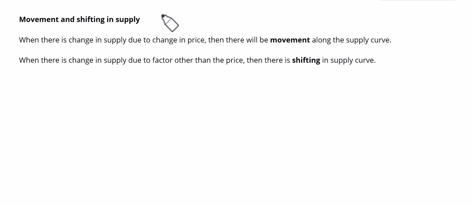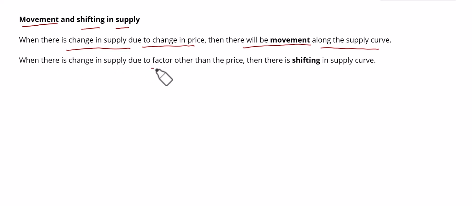In our today's lecture, we are going to discuss the difference between movement and shifting in the supply curve. Basically, movement means when there is a change in supply due to a change in price, then there will be movement along the supply curve. And when there is a change in supply due to a factor other than the price, then there will be shifting in the supply curve.